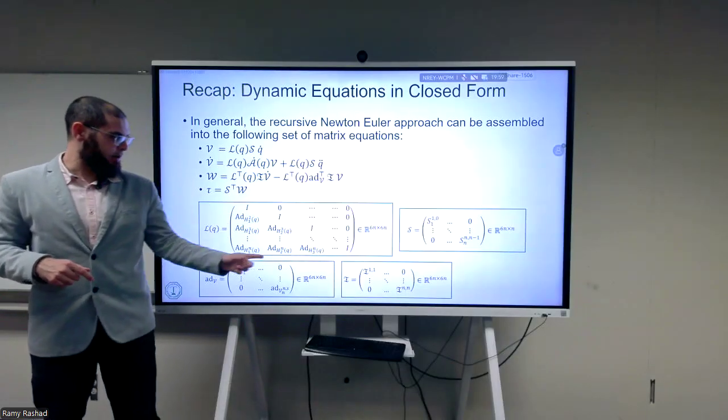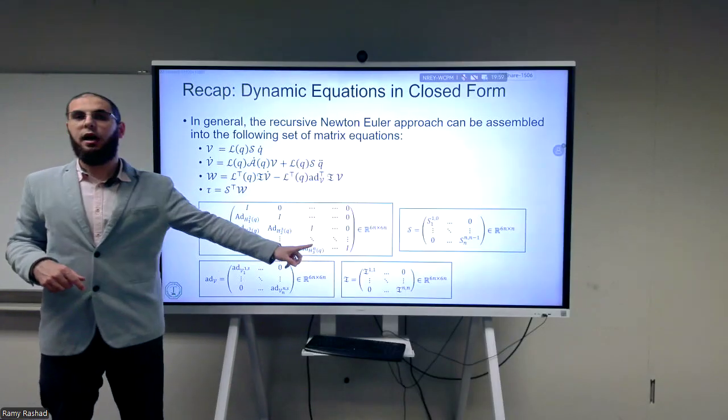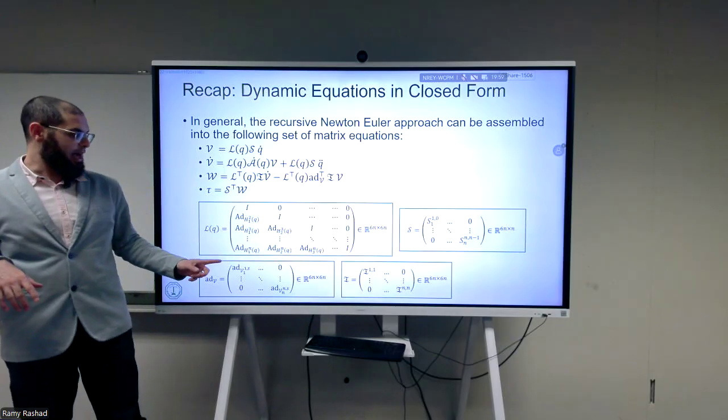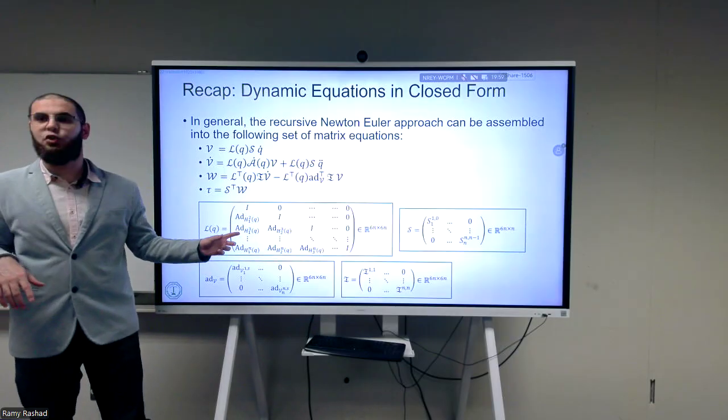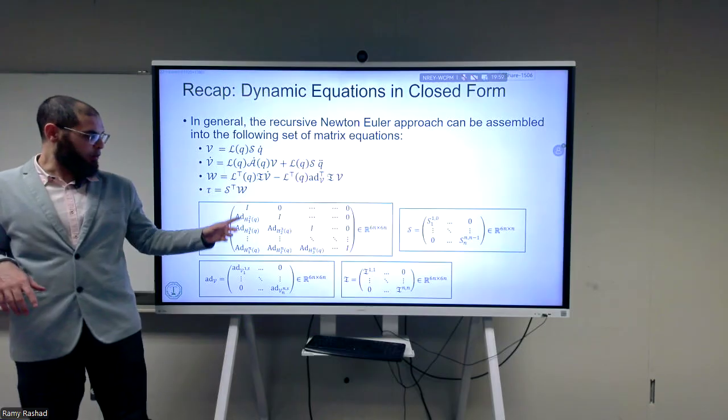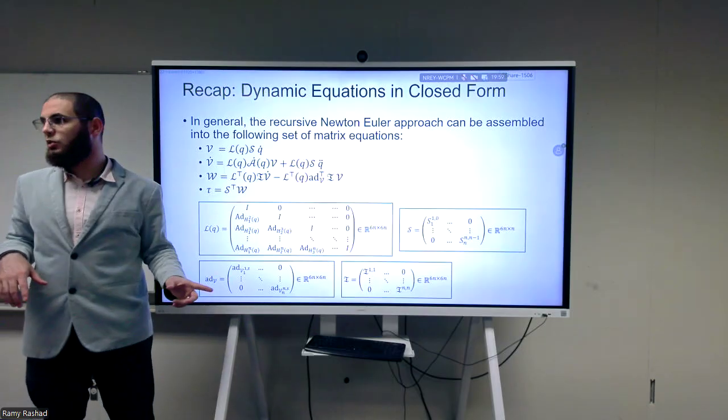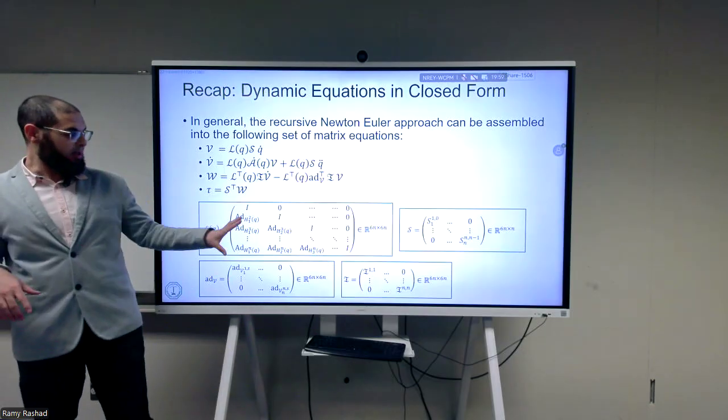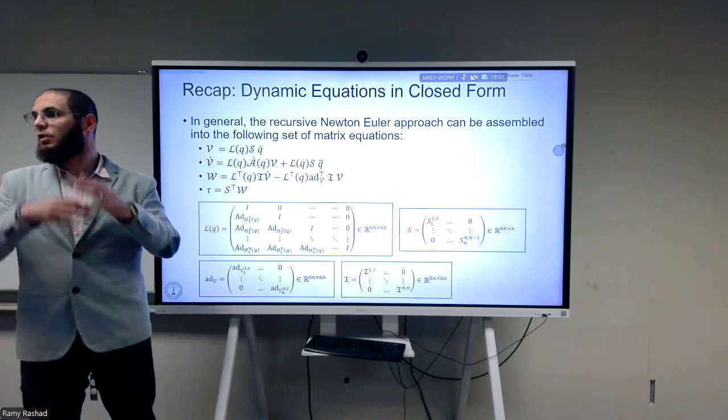While the L here is given by this matrix that has block identity matrices at the diagonal, and it has here just adjoints, for every from 1 to 2, from 1 to 3, and from 1 to n, and so on and so forth. So you can build this L, you can build this S, you multiply them together, you make this J.